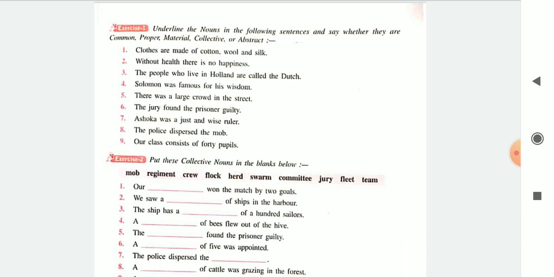Let me do the first one for you. Clothes. First underline all the nouns. That will help you then. After you underline the nouns, think upon it to find out what kind they are. Now here, clothes. Clothes, common noun, are made of cotton, wool and silk. All three are material nouns.